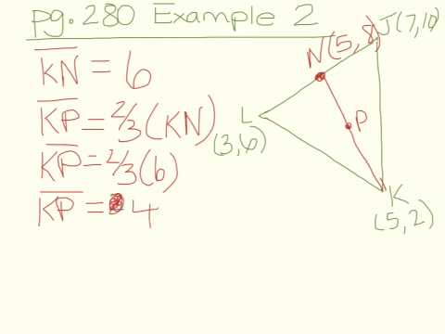So that means, since it's on the same line as KN, the x value doesn't change. But if I just add 4 to the y value of K, then that is going to be (5, 6). So the coordinates of the centroid are (5, 6).